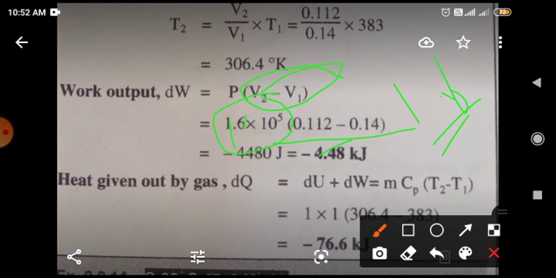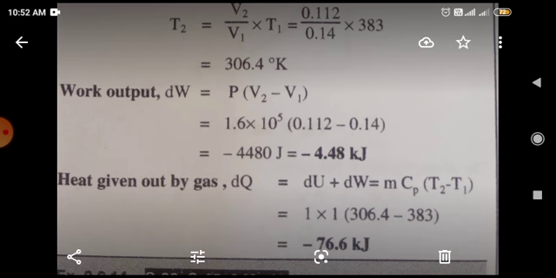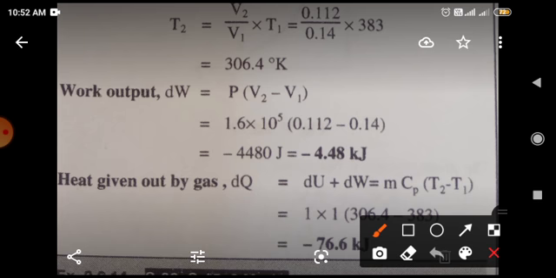Okay, next, put this value in and you will get the value of work done, which is equal to minus 4.48 kilojoule.